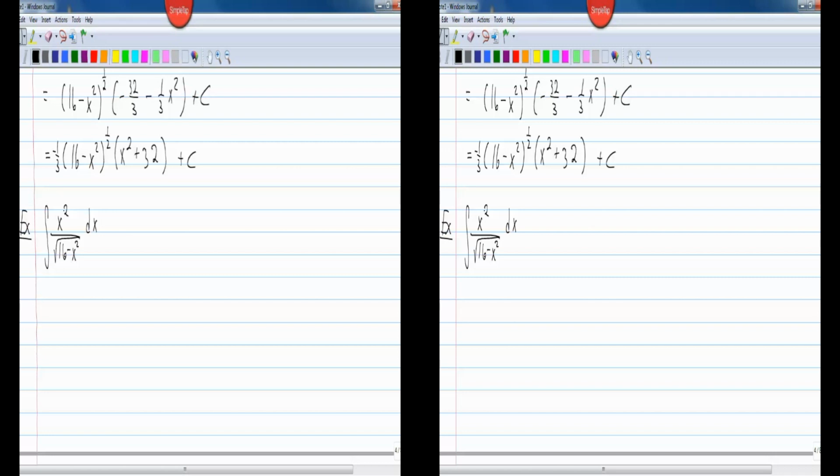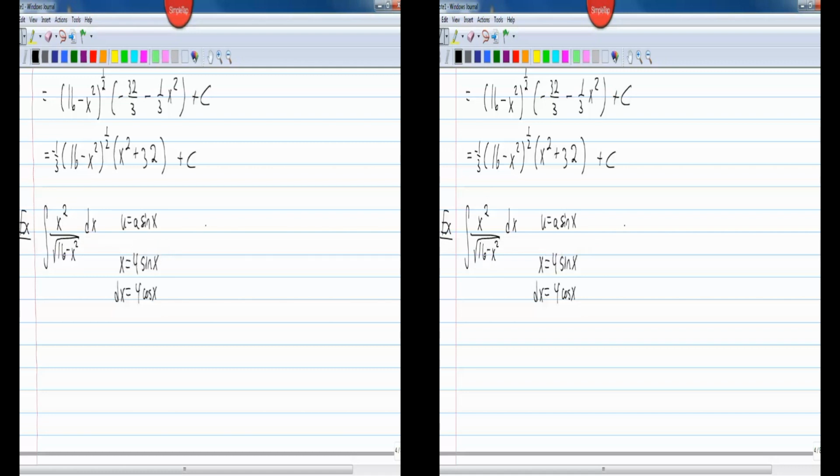It's not just u substitution. When you see the square root of a squared minus u squared, whether it's in the numerator or denominator, anywhere, then you want to use that u equals a sine of x substitution. So I have x equals 4 sine of x again, and my dx is the same. It's 4 cosine of x. Let's plug things in and see what happens.